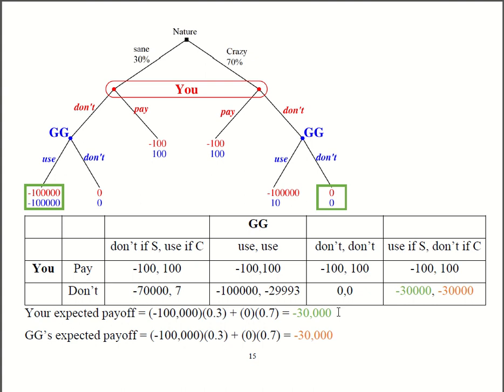Very last step, we'll do the same calculation for the Grenade Guy. With probability 30%, he's sane. That brings us down here. So he gets a payoff in blue, which is negative 100,000. So we do negative 100,000 times probability 0.3. That's going to be negative 30,000 over here.